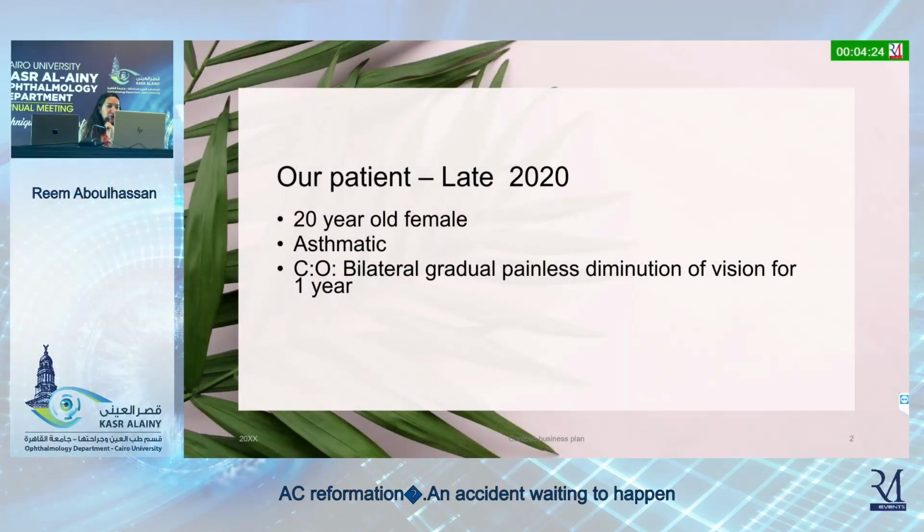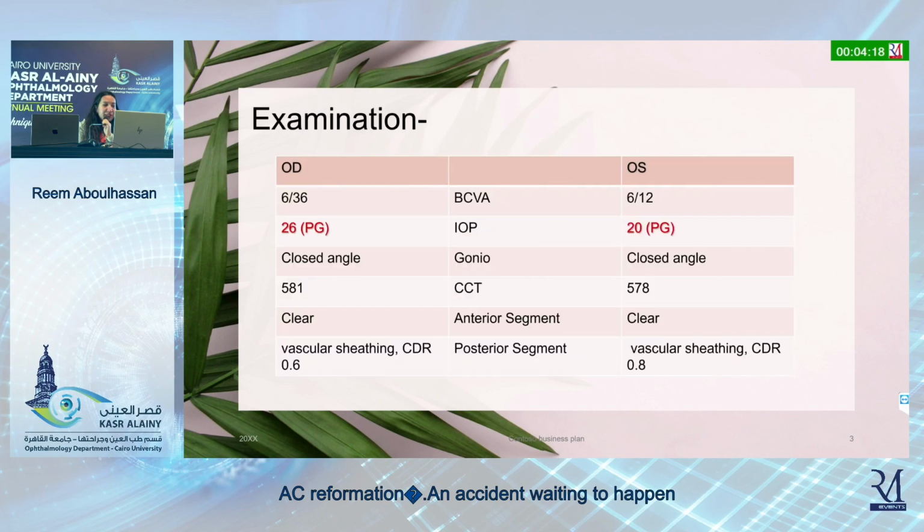Our case is a 20-year-old female patient known to be asthmatic, complaining of bilateral gradual painless diminution of vision for 1 year. She presented to the glaucoma clinic with a visual acuity of 6/36 in her right eye and 6/12 in her left eye. Her IOP was in the 20s on prostaglandin analog. A gonioscopy revealed a closed angle in both eyes. Her anterior segment was unremarkable.